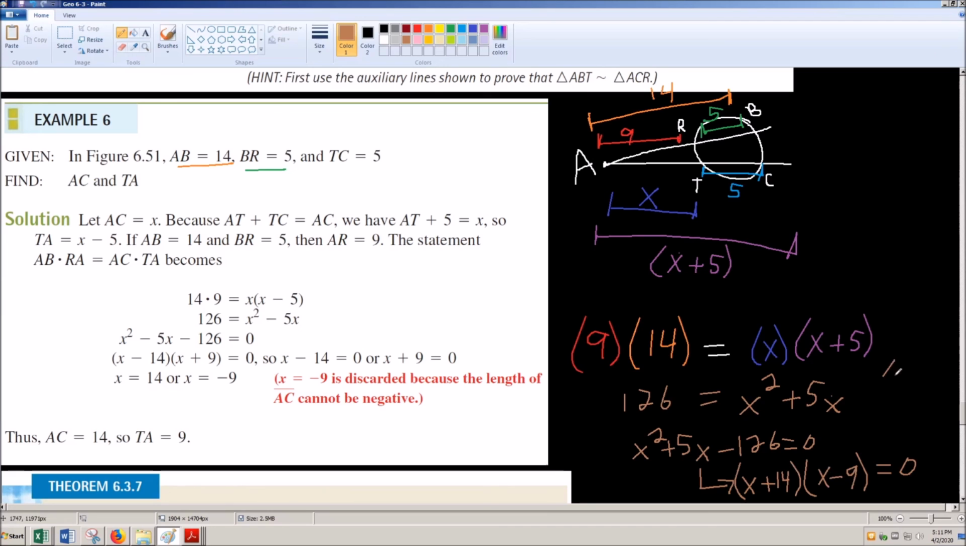Here I get a possible answer of X is negative 14 and another possible answer here of X is 9. Now X cannot be negative 14 because we cannot have negative side lengths, but it can be 9. So here I'd have 9, and here I have 9 plus 5, which gives me 14. So in terms of AT, I would say it's 9, and in terms of AC, I would say it's 14. If you wanted to use X minus 5 and X as this whole chunk here, you could. Again, the setup is exactly the same. You're going to get the same results.